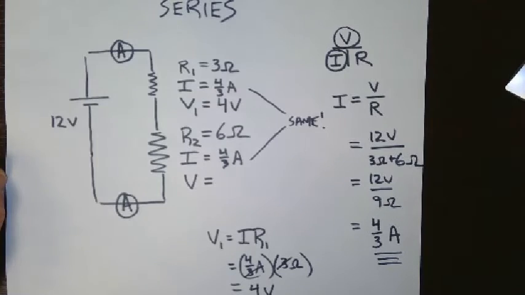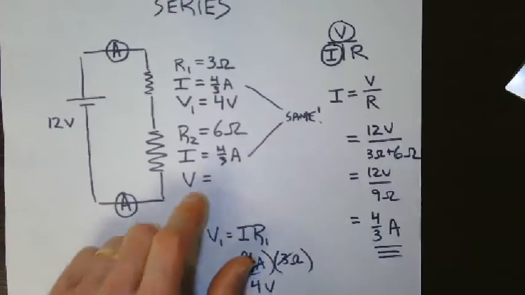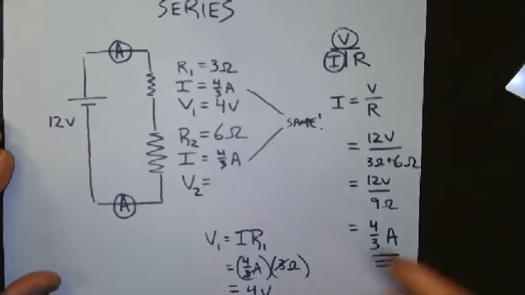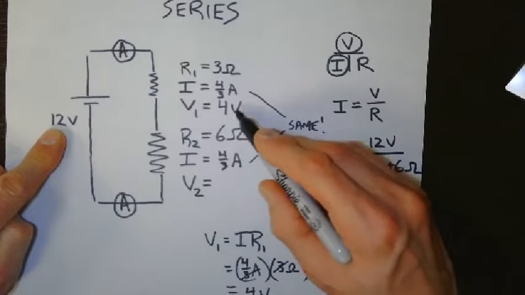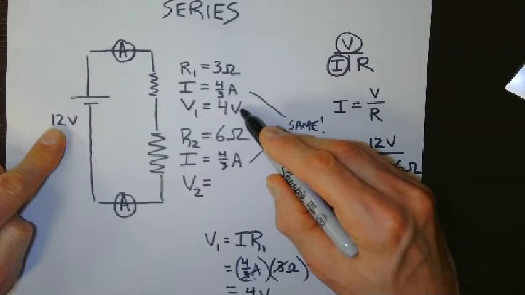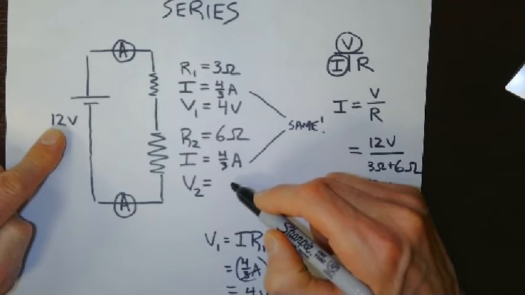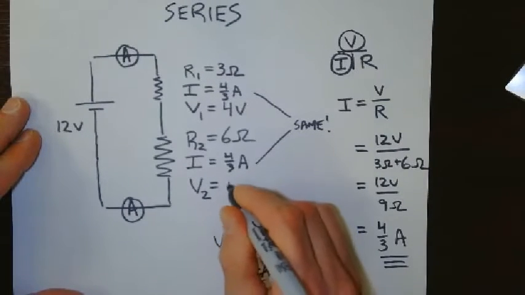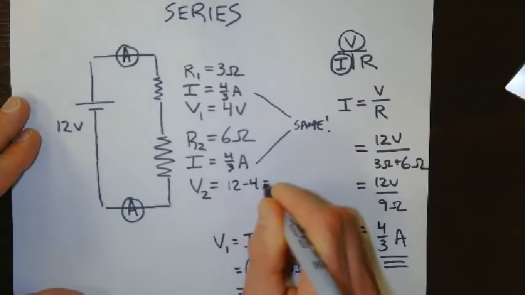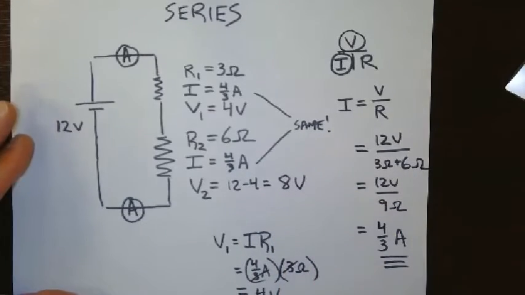Got it. Now, for V2, I'm going to take a shortcut because I know that the battery gives me 12 volts, right? And I know that one resistor uses 4. And I know that the other resistor must use whatever is left. In other words, this voltage should be 12 minus 4. It should be 8 volts. It should be, right?